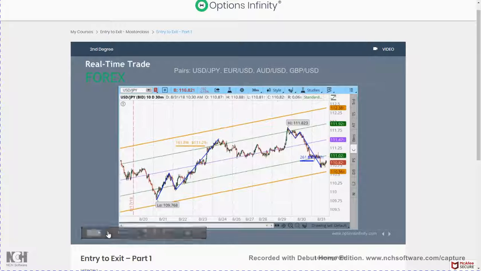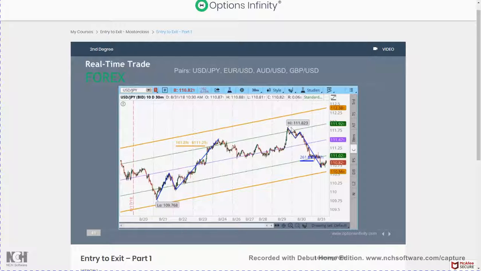Here's an example of Forex. When I teach, I only use the pairing of the US dollar against the Japanese yen. There are many pairs. Four of the most popular are, of course, the US dollar to Japanese yen, the euro to the US dollar, the Aussie dollar to the US dollar, and the Great Britain pound to the US dollar. But here again, we're using the 10-day, 30-minute chart. You can see here's the entry, here's a measured move, here's the 161 exit.